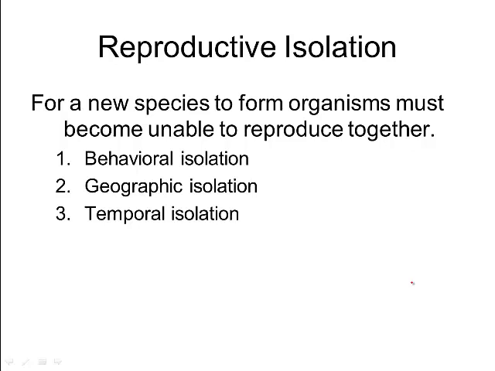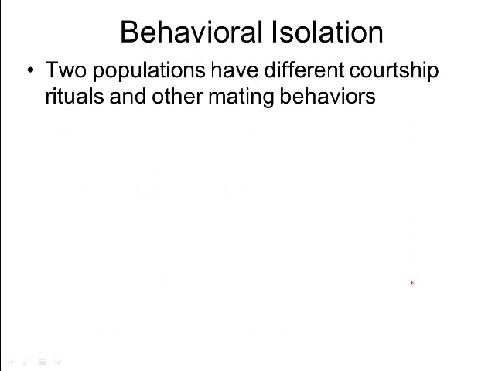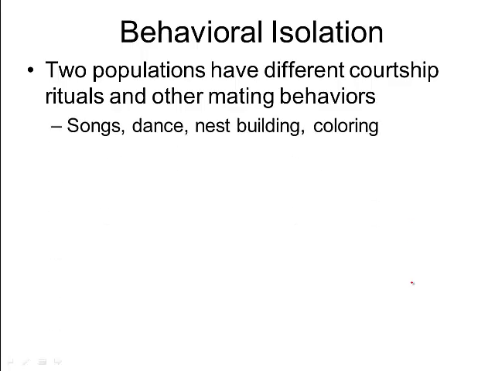So let's take a look at what each of these looks like. We're going to start with behavioral isolation. So in behavioral isolation, 2 populations have very different courtship rituals or other mating behaviors. Okay, so this could be songs, dancing, nest building, the colors. Usually with behavioral isolation, it is the female that is choosing the male.